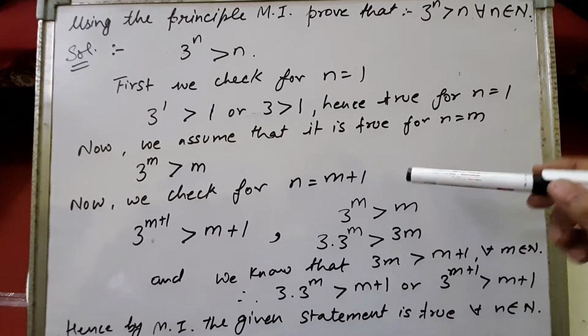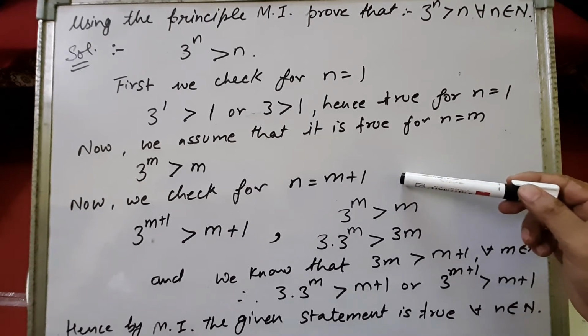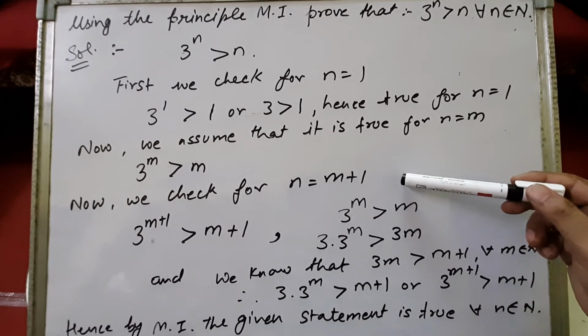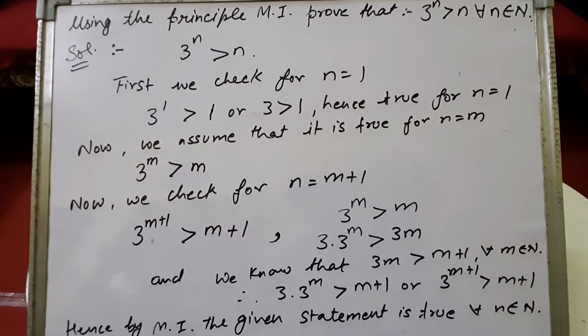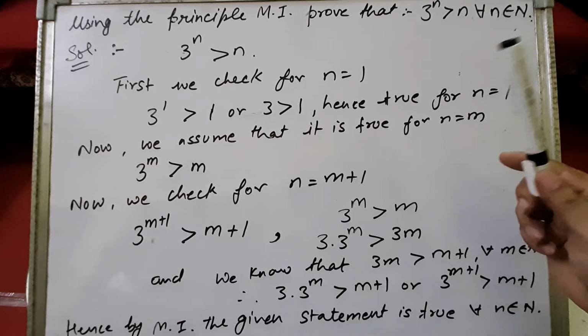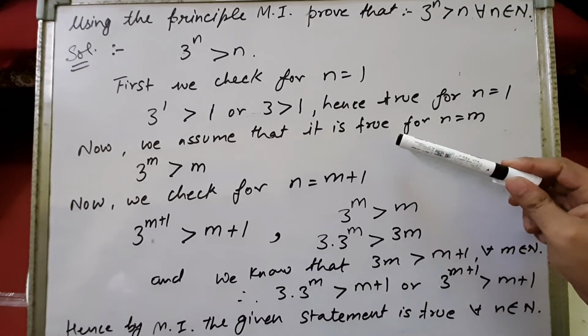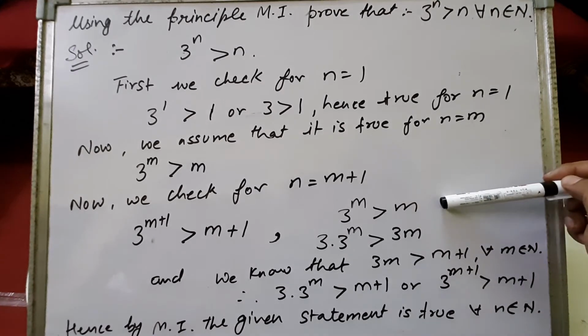So we put n equals m plus 1 here. When we put n equals m plus 1, we get this statement: 3 to the power m plus 1 is greater than m plus 1. Now we have to prove that this statement is true. Let's pick the statement that we have assumed, the mth term statement: 3 to the power m is greater than m.